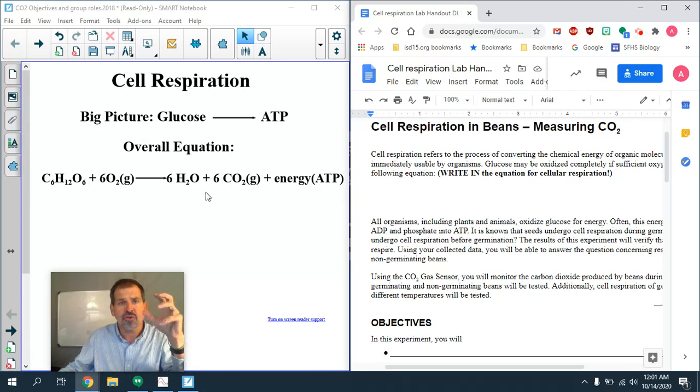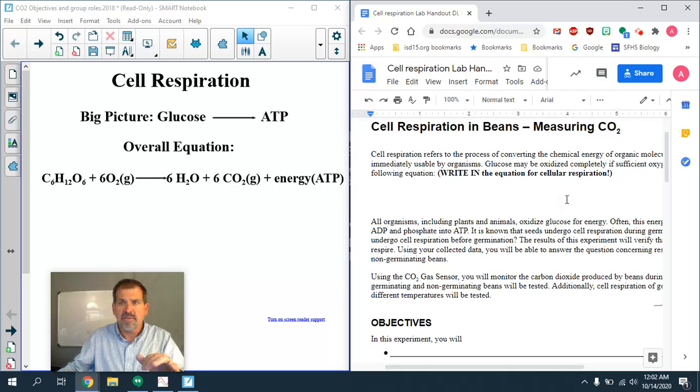We're going to measure the rate that this chemical reaction happens. How fast does this chemical reaction happen? By quantifying or measuring the amount of CO2. If the amount of CO2 is going up, then we infer that this reaction is happening. If the amount of CO2 is going up really fast, we infer that the reaction is happening fast. If it's going up really slow, we infer that the reaction is happening slow. So that's the basic premise of the lab.